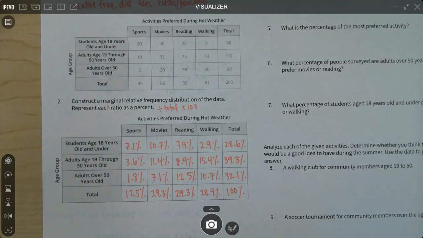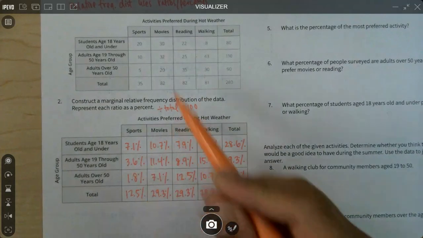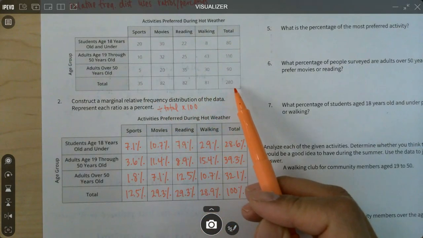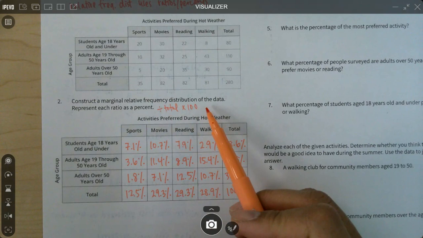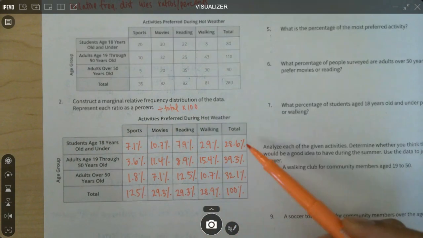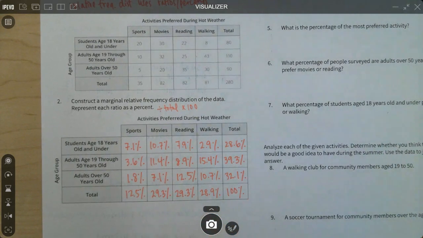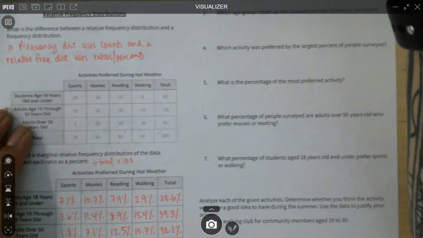All right, so here we have all the percentages. Again, all I did was take each of these numbers and divide by the total, which is 280, and multiply by 100 to convert it to a percent. And remember, these totals should add up to 100%, and then our column total should also add up to 100%. So now we're going to use our marginal frequency distribution to answer these questions.